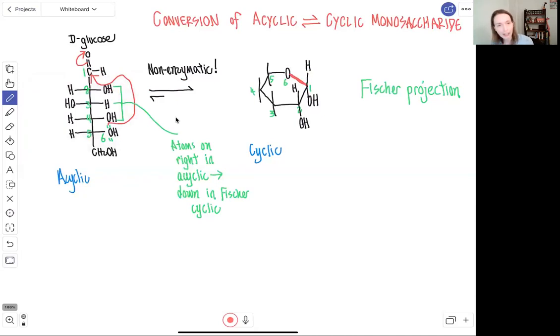At position 3, we use the same strategy. So at position 3, the hydrogen is on the right. That means that the hydrogen is oriented downward in the cyclic form, and the hydroxy group is oriented upward. So let's go ahead and do that. Atom on the right at position 3, that's the hydrogen, is oriented downward per the definition of how to draw these. And the hydroxy group, which was on the left at position 3, has to be oriented upward.